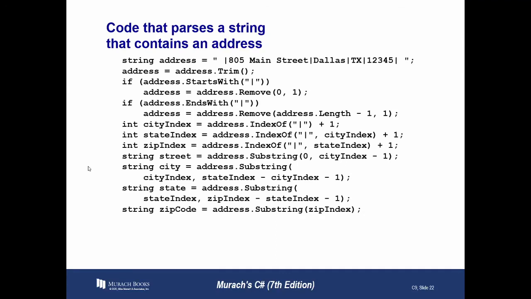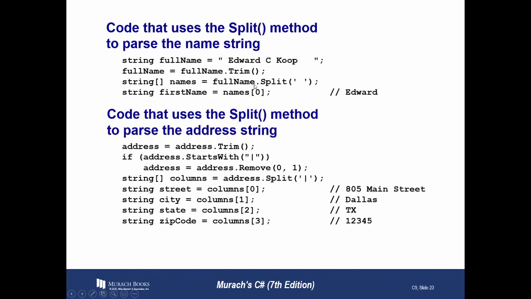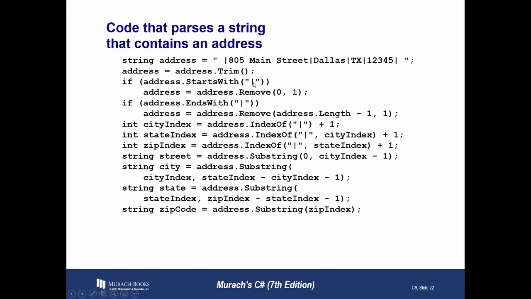So this slide is slide 22. It's in chapter 9. And I want you to look at all of the things that this particular slide is doing. Okay, we've got an address, a string address. 805 Main Street, Dallas, Texas, 12345 with a space. I'm taking the address and I'm trimming the address. Okay, then I'm checking to see, hey, does it start with this pipe? If it starts with the pipe, remove it. If it ends with it, remove it.